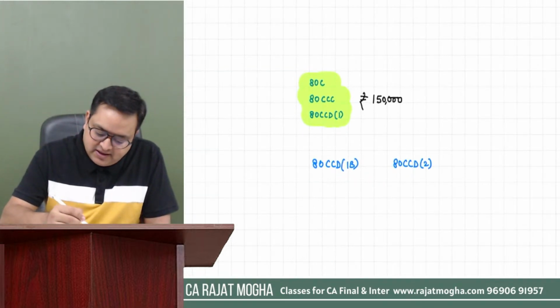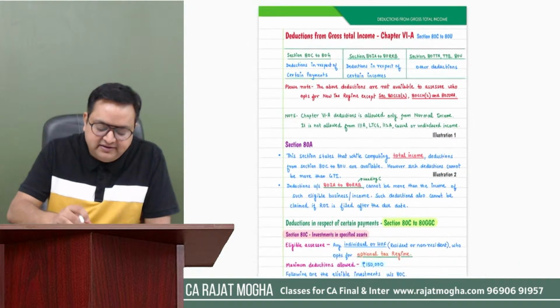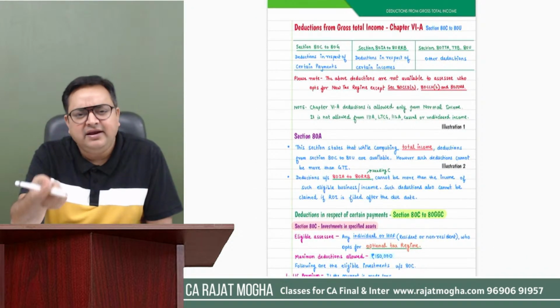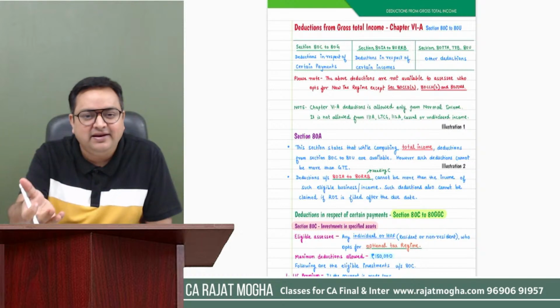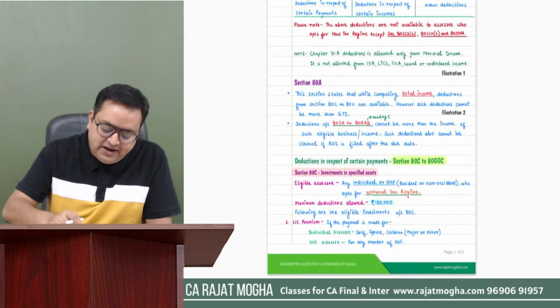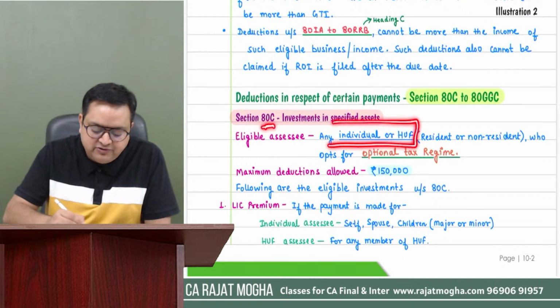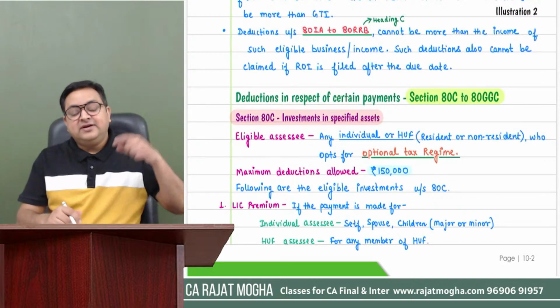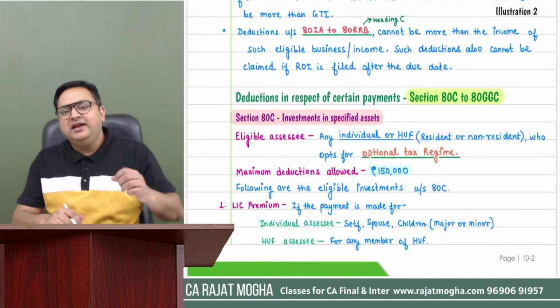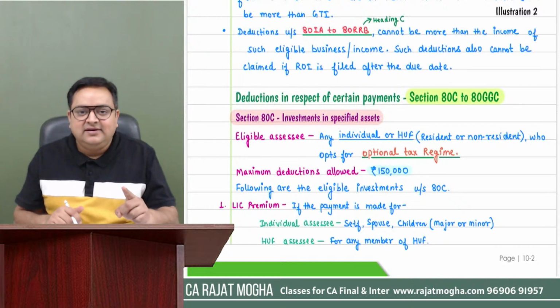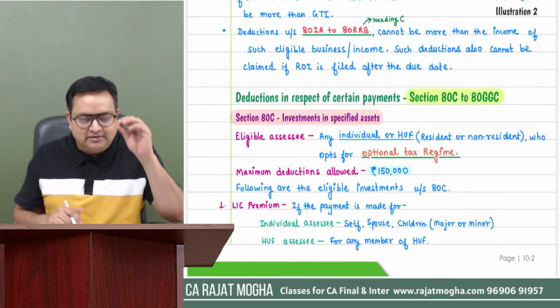Okay. So now, first of all, please understand who can claim deductions under 80C. Can a partnership firm claim 80C? Can a company claim 80C? The answer is no. Only individual and HUF. So 80C is applicable only to individual and HUF. Sir, if the individual is non-resident, can he claim deduction under 80C? Yes. 80C is available.